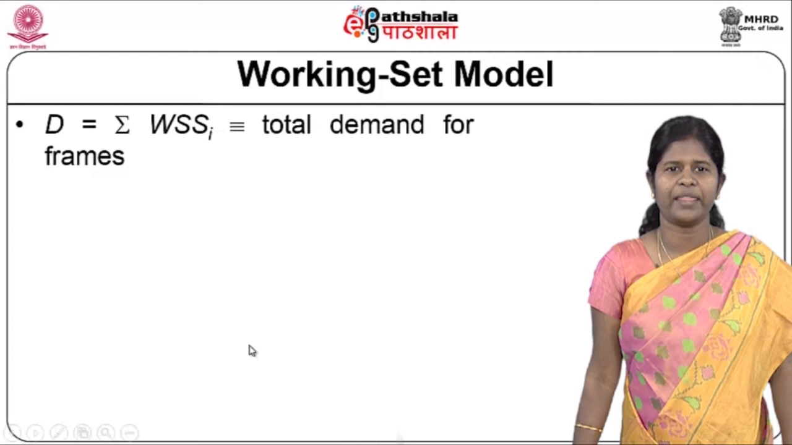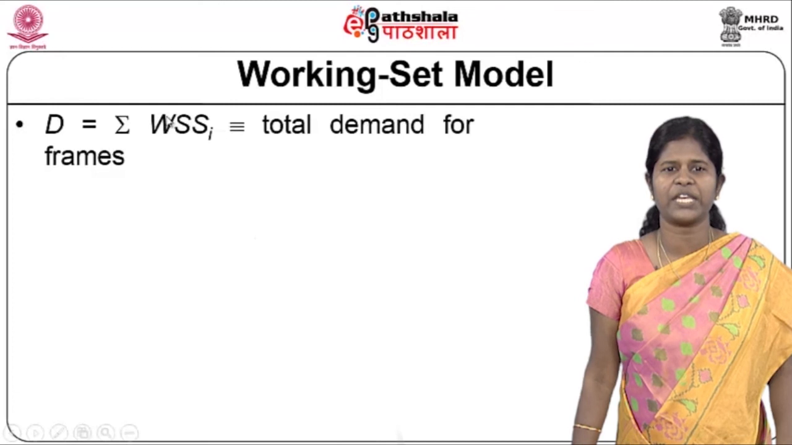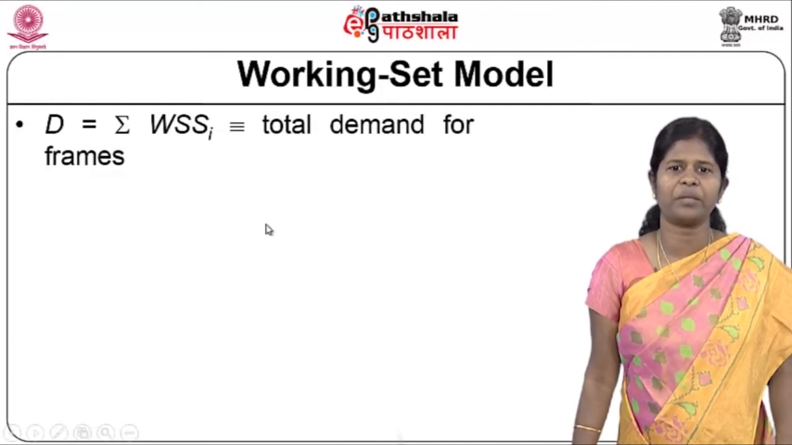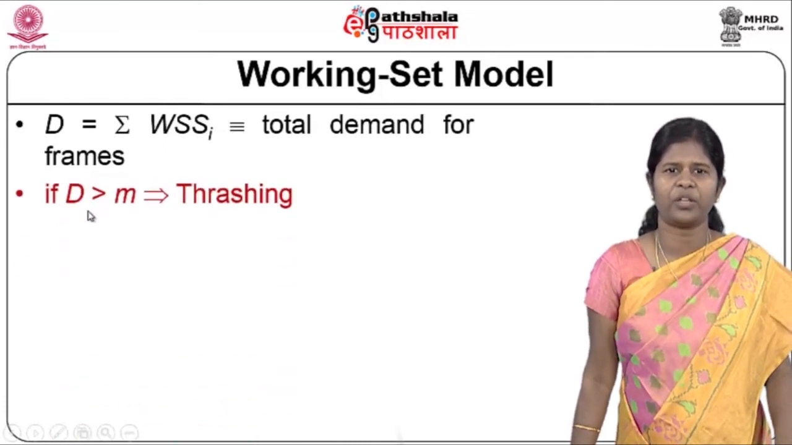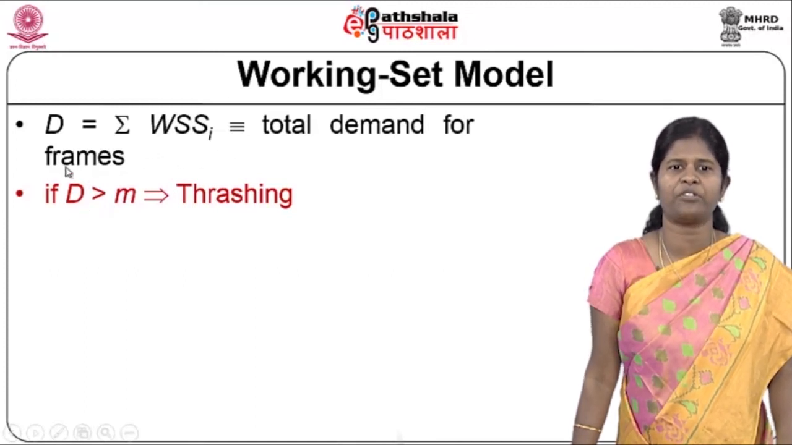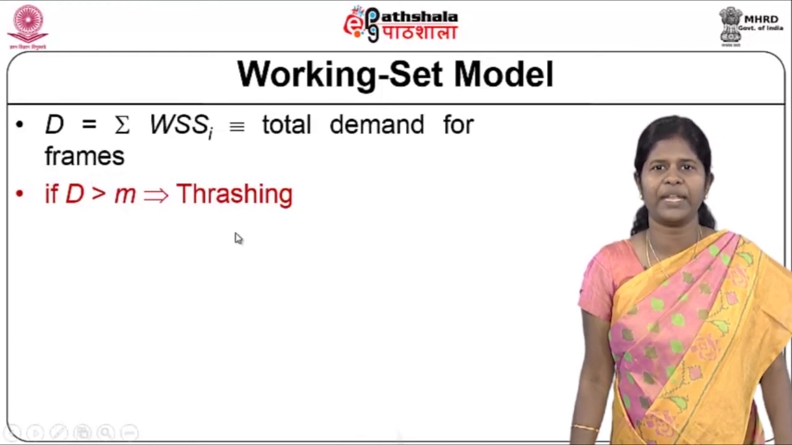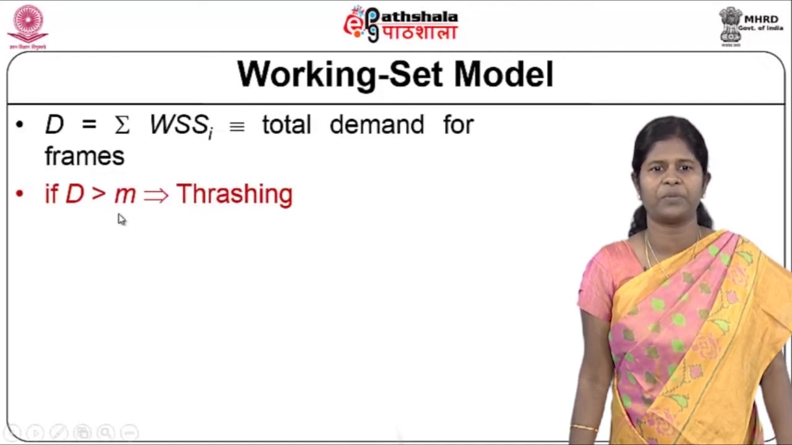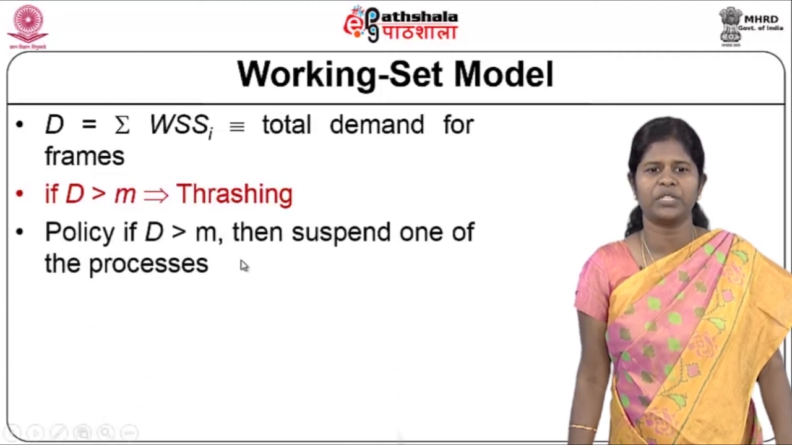So, the sum of the working set sizes of all the processes, that is sigma WSS_i, can be found. That is the total demand for frames from all the processes. And if the sum of the working set sizes of all the processes, or the total demand for frames, is greater than small m, then it will lead to thrashing. What is small m? It is the total number of frames that are currently available. So, if the demand is more than what is available, then that will lead to thrashing.